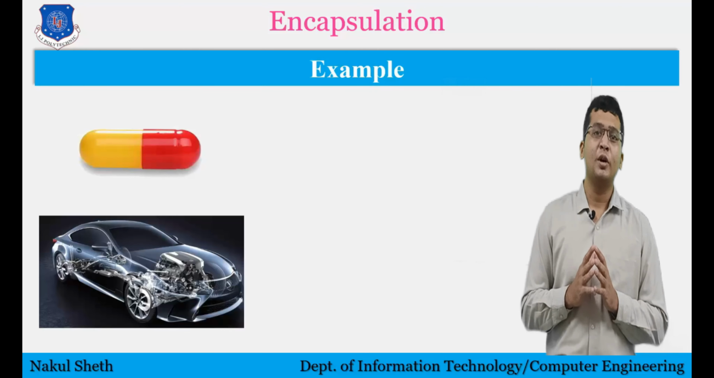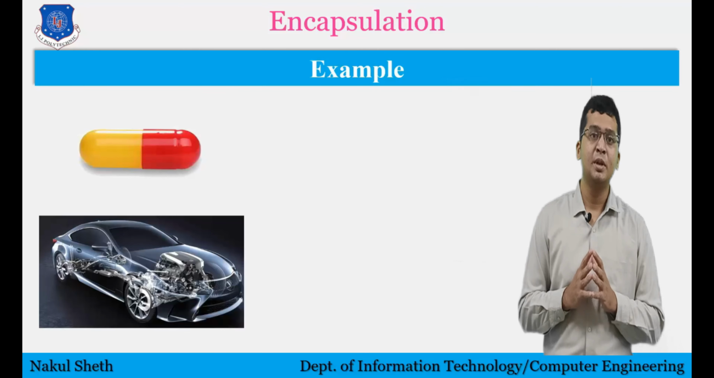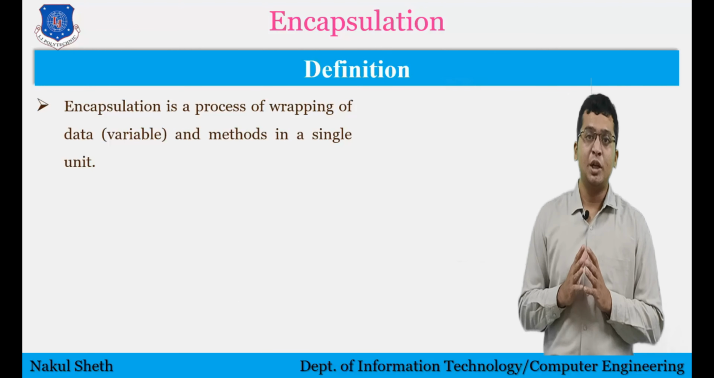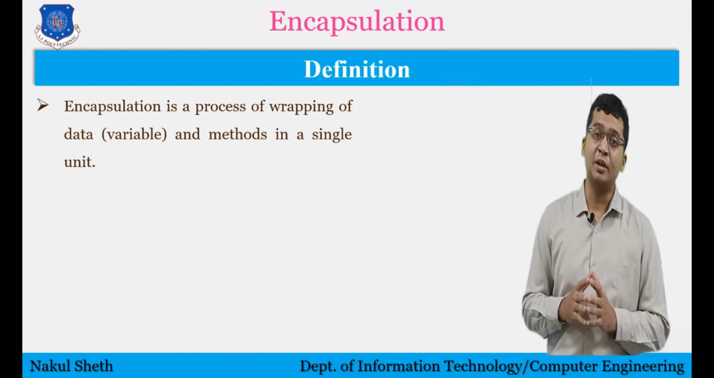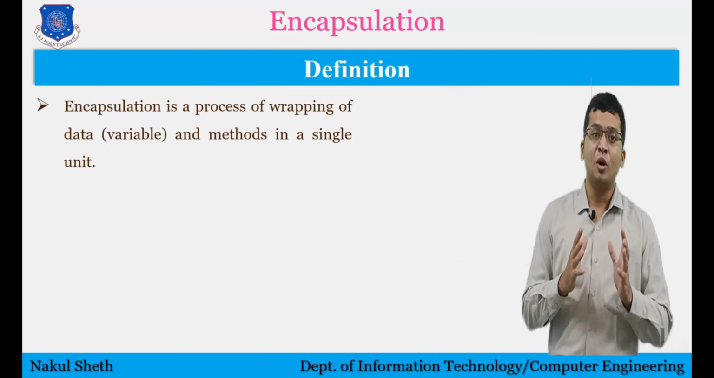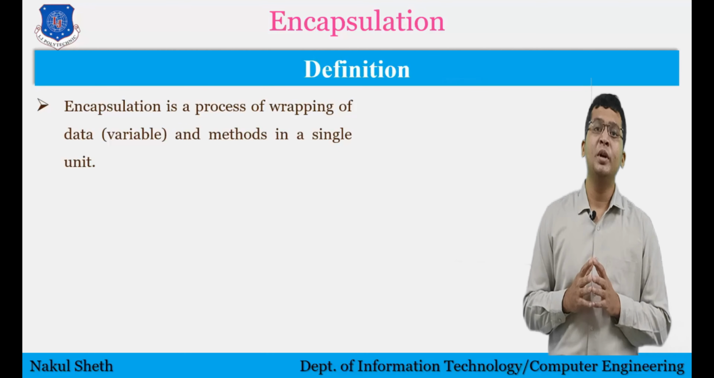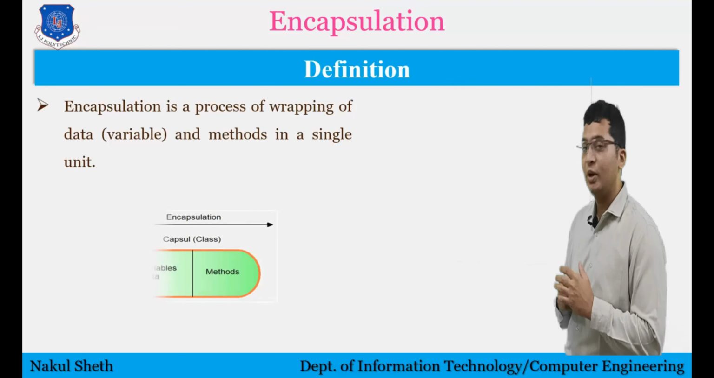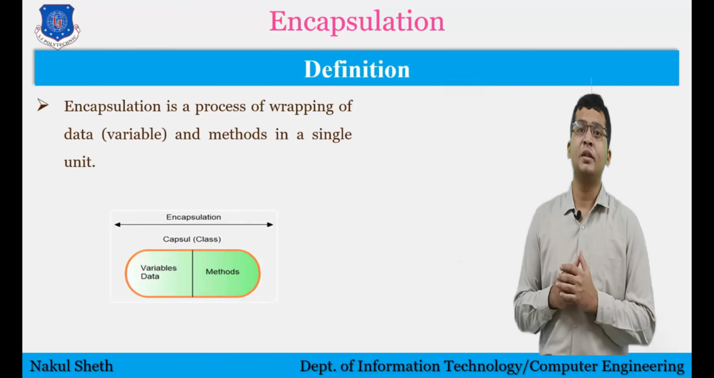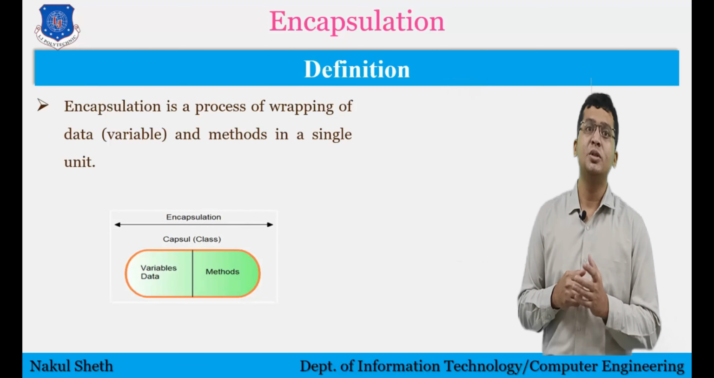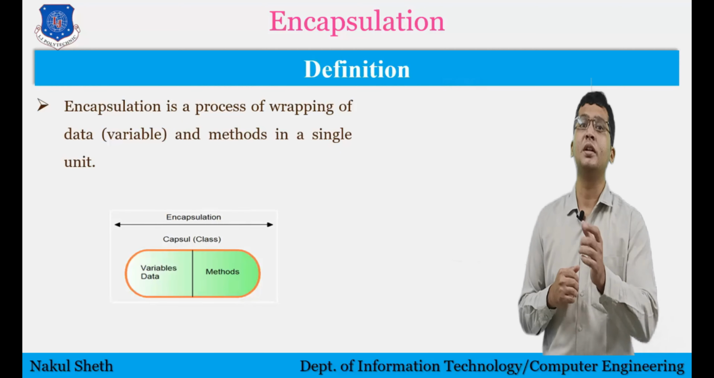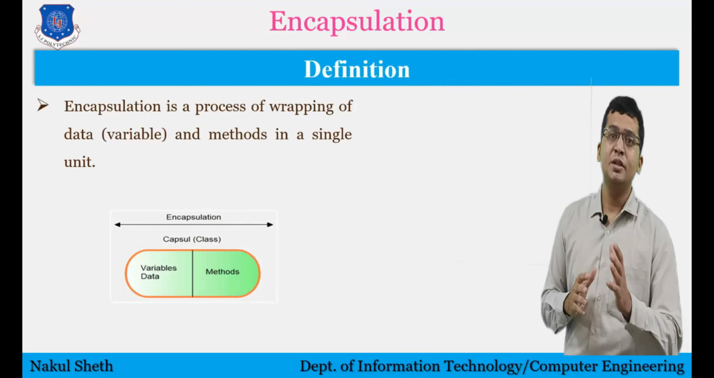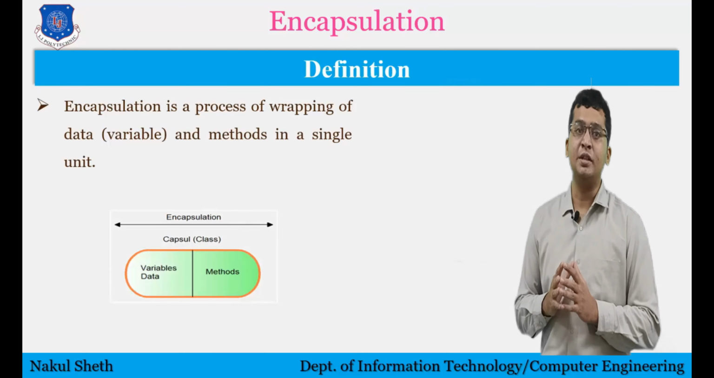If we are talking about its definition, encapsulation is a mechanism or a process of wrapping up variables and methods into a single unit, or we can bind those variables and methods into a single unit. As you can see in the below image, all variables and methods are bound together into a single capsule, which is known as a class. So this process is known as encapsulation.